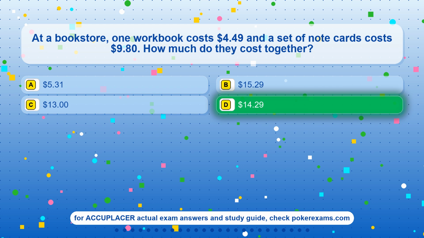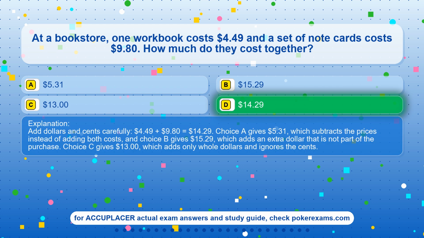$14.29. Add dollars and cents carefully. $4.49 plus $9.80 equals $14.29. Choice A gives $5.31, which subtracts the prices instead of adding both costs, and choice B gives $15.29, which adds an extra dollar that is not part of the purchase. Choice C gives $13, which adds only whole dollars and ignores the cents.